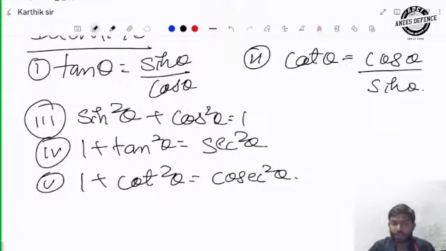I hope there won't be any doubt. These are obvious, straightforward questions, nothing else. Theta is just a variable for an angle. We are just imagining that as an angle.